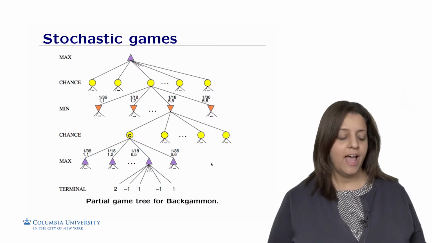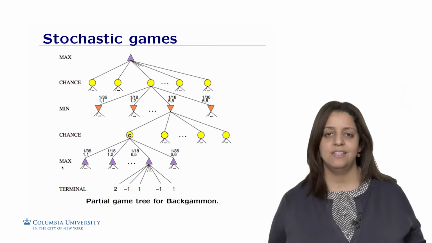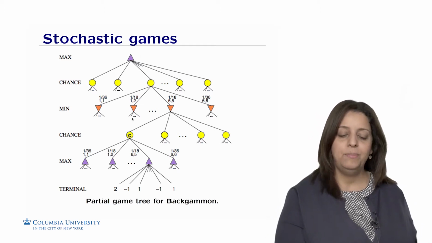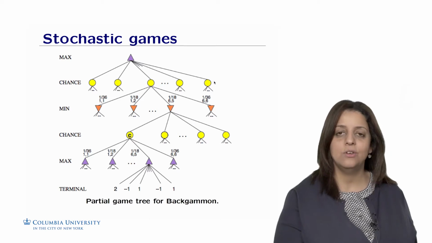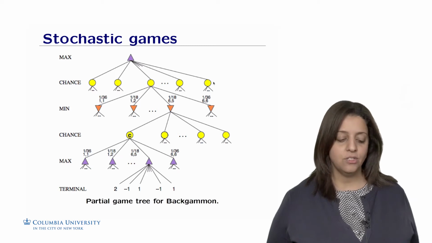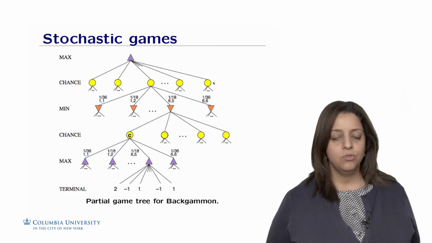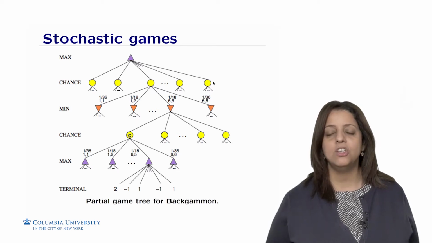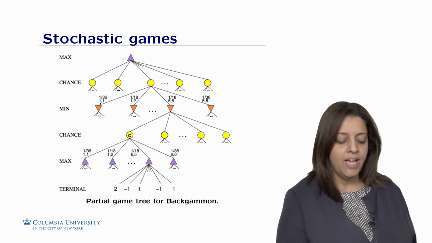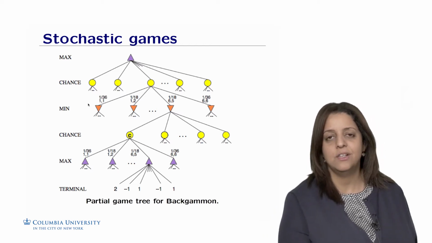In this case, we're going to have an alternation between max, chance, min, chance, max, etc. So we have our regular max and min playing, but also this element of chance occurring in the middle between them. In the case of backgammon, we are rolling two dice, which means each number on the die occurs with some probability. We could have 1 occurring with a probability of 1/36. We have 6 faces on each of the dice.